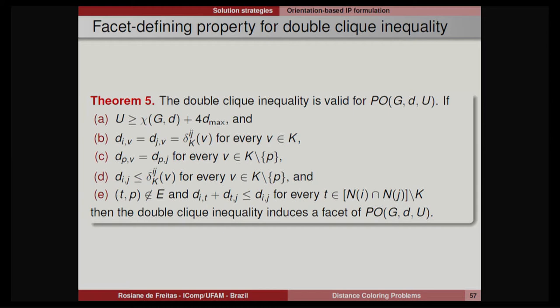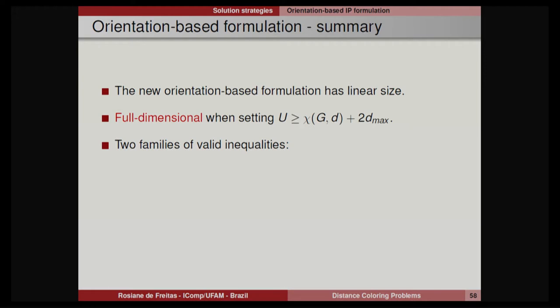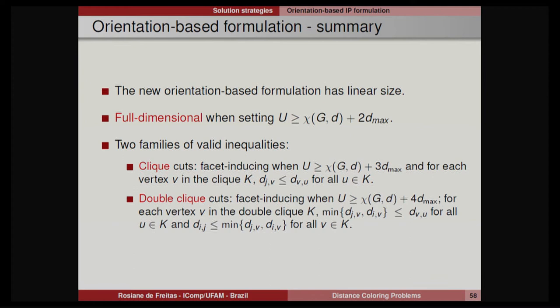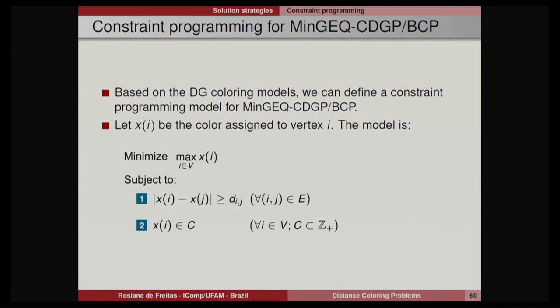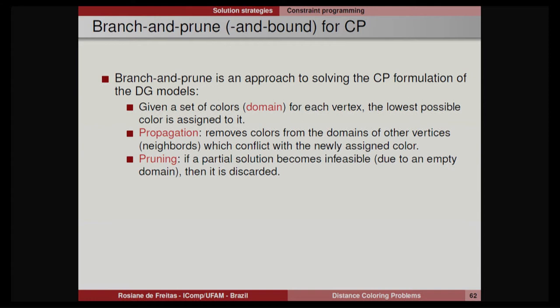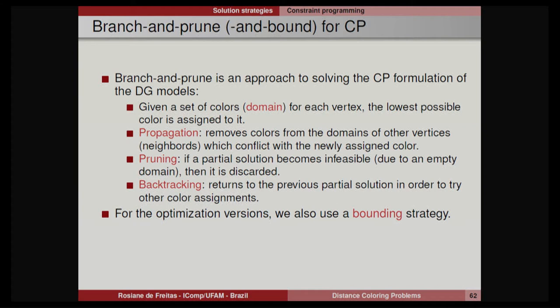We proved that our polytope is full dimensional and that there are two families of valid inequalities that induce facets in our polytope. Based on this, we have a constraint programming formulation based on the branch and prune approach, but with a more efficient way to do the propagation, the pruning, and control the domain of the variables. And we got better results than our previous versions of the branch and prune.